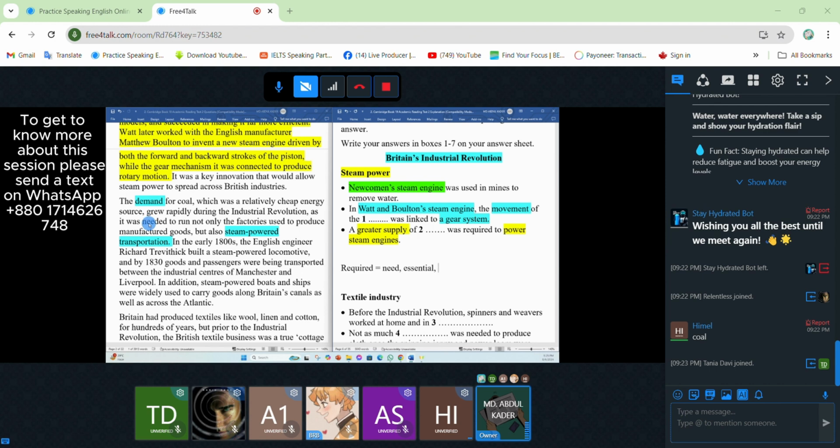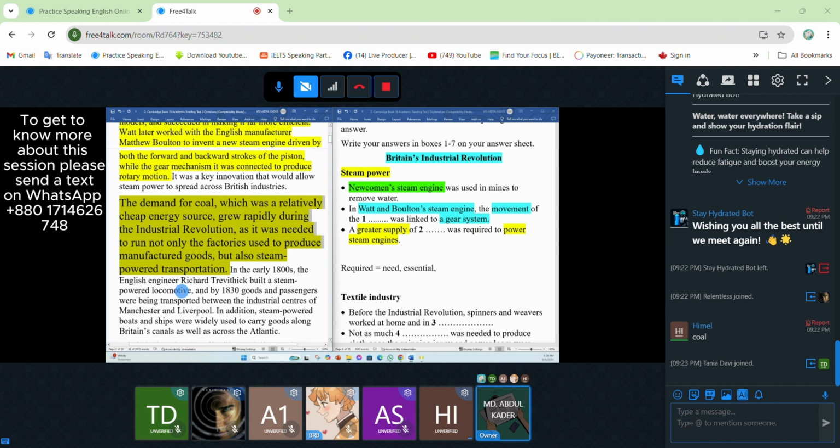Now look at here, we can see, yes, needed. We've got the word needed. I think we've got all the keywords. A greater supply of dash was required to power steam engines. So from this paragraph, or from this line, we'll have the answer. Okay. So try to find the correct answer from this paragraph, from this line.